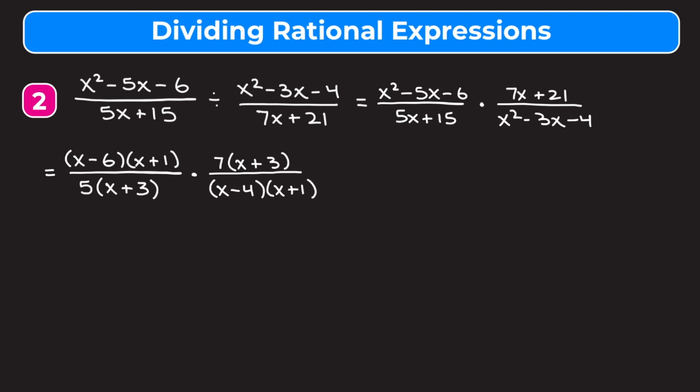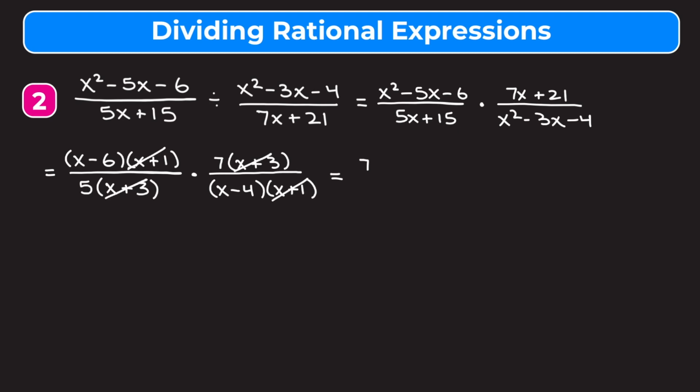And now we want to see if we can reduce anything. We can't reduce anything within the same fraction, but we can cross-reduce. We can cross-reduce the x plus 1 in the top left fraction and the x plus 1 in the bottom of our right fraction. And we can cross-reduce the x plus 3 in the bottom of our left fraction and the top of our right fraction. We can't reduce anything else, so we're just going to multiply straight across.